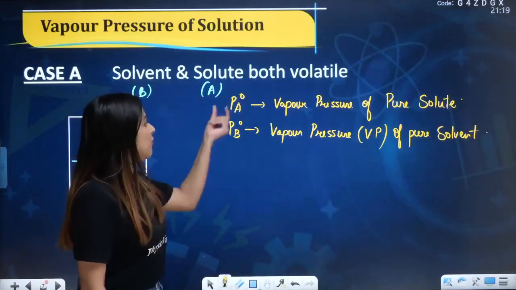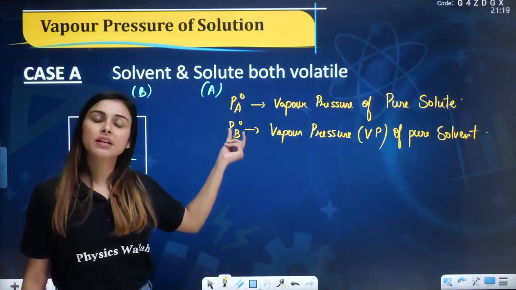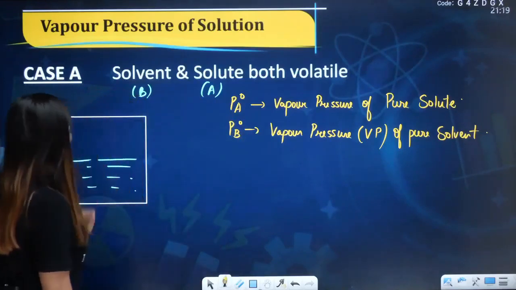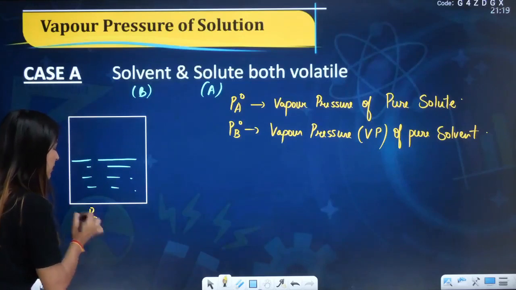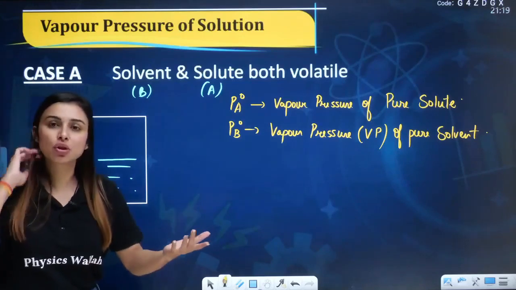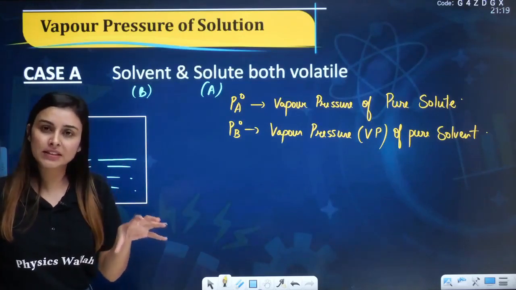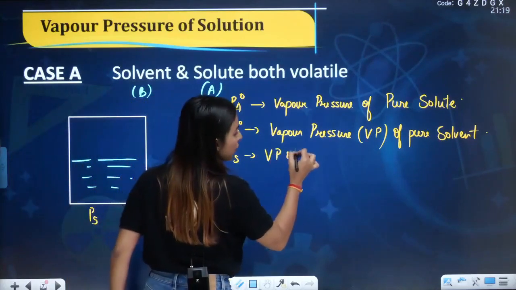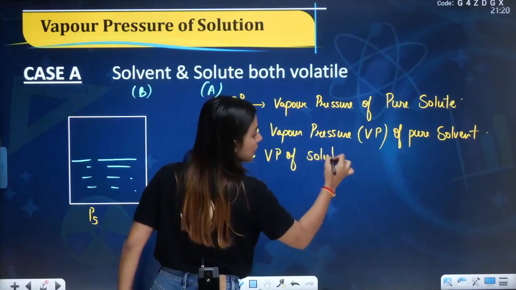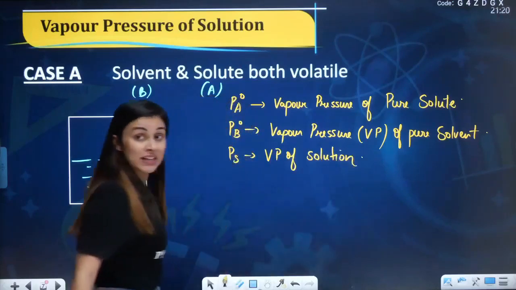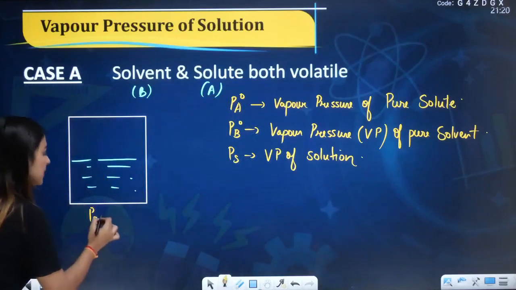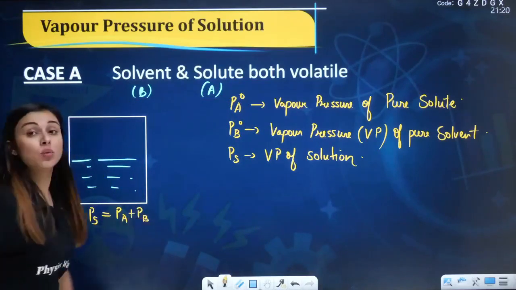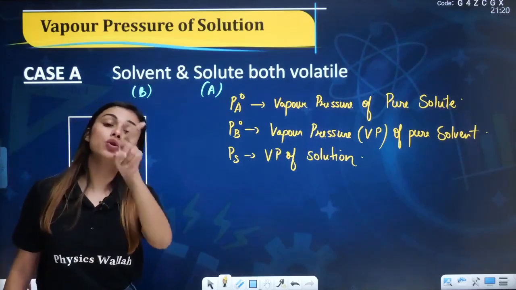Now, you have PA naught and PB naught when you calculated their vapor pressures individually, right? Now, if you talk about this solution, then this solution's vapor pressure will be PS, because it is a mixture of two different components. So PS is the vapor pressure of solution. What you need to understand here is that this PS is actually equal to PA plus PB. It is not equal to PA naught and PB naught. It is equal to PA and PB.